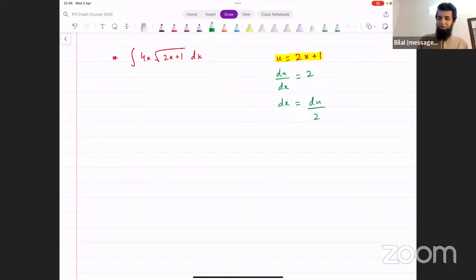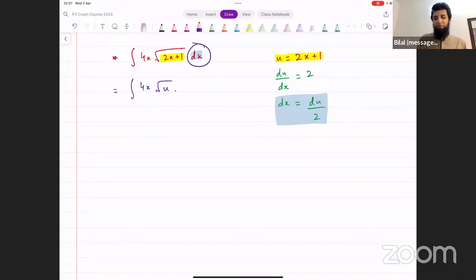All right. Now, let's just put these substitutions here. Instead of 2x, we're going to put u. And instead of dx, we are going to input du over 2. Okay, let's try that and see what happens. This gives us 4 into x as it is. So everything else, you're going to keep as it is. You're not going to change anything else. Inside the square root, you've got u now. And instead of dx, you have du over 2.